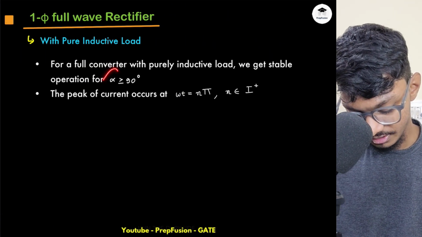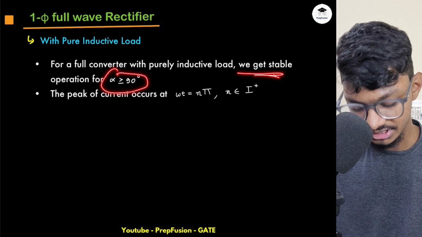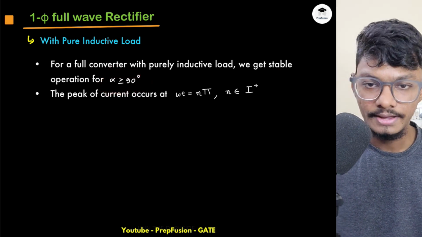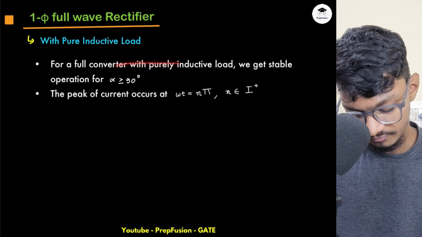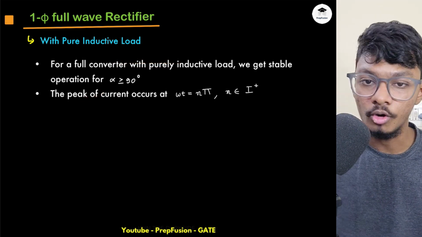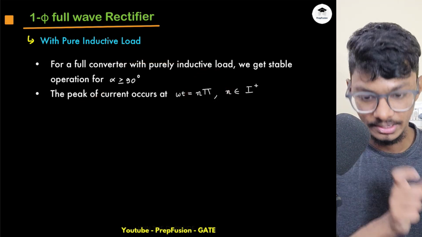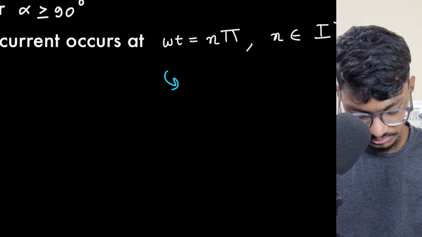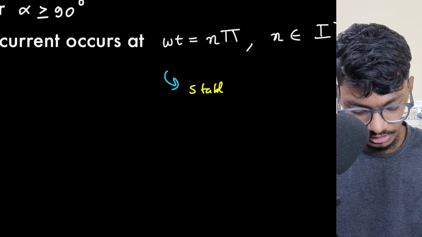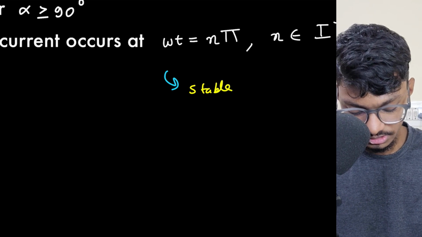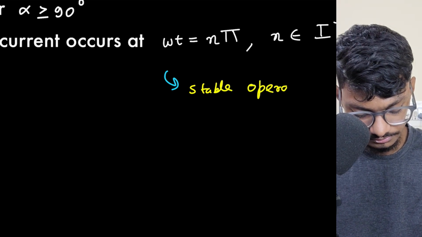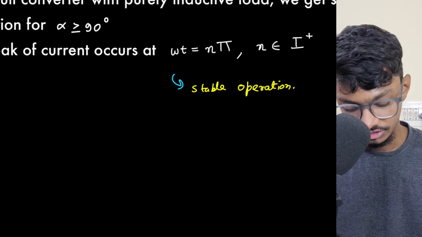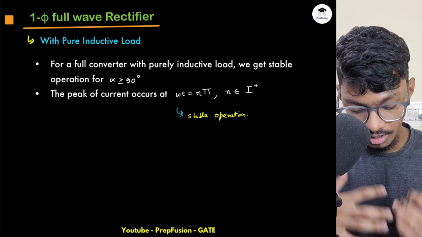So for alpha greater than 90, the circuit will get stable operation, else it will get an unstable operation for a purely inductive load. And the peak current will always occur at omega t equals n pi for stable operation, when we have stable operation, else current will obviously keep on increasing. So this is the analysis basically for purely inductive load.